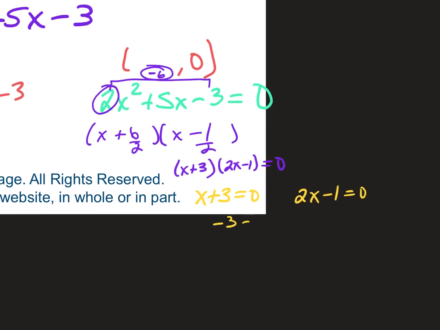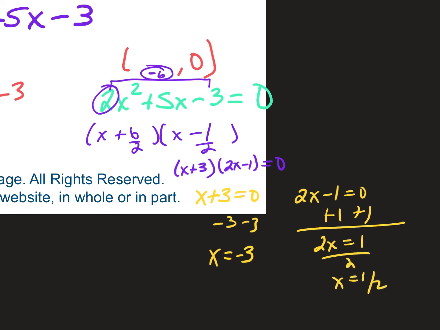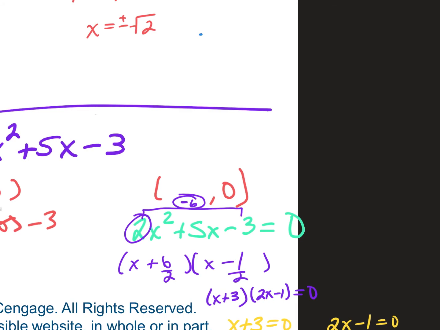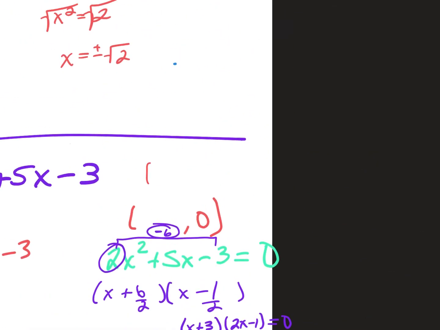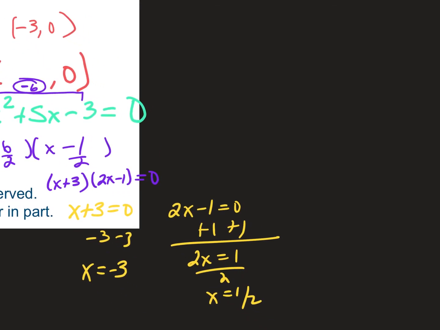So over here I'm subtracting 3, so I have x equals negative 3. And over here I'm going to add 1. 2x equals 1, divide by 2, so x equals 1/2. So how many intercepts do I have here for x? 2. Is it the same number, just plus or minus? No. So you would just write it out as, okay, I have one at (negative 3, 0), and (1/2, 0).